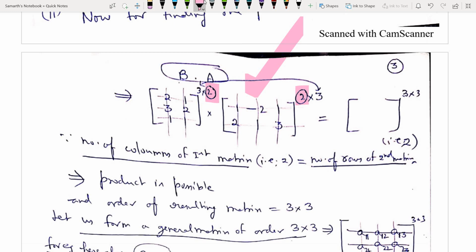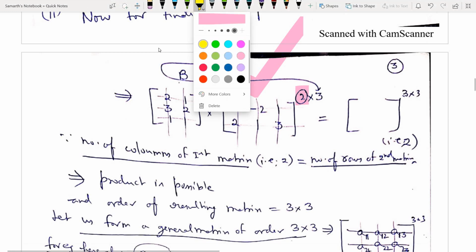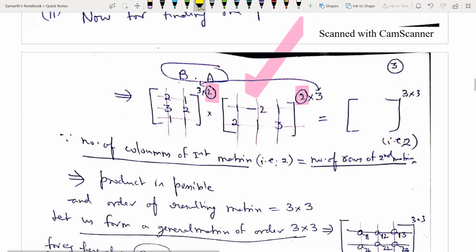So what is the order of the first matrix? 3 by 2 over here. And what is the order of the second matrix? That is A, 2 by 3. So in this case also, the number of columns of the first matrix is 2. The number of rows of the second matrix is also 2. That means product is possible. Number of columns of the first matrix is equal to number of rows of the second matrix. That means product is possible.